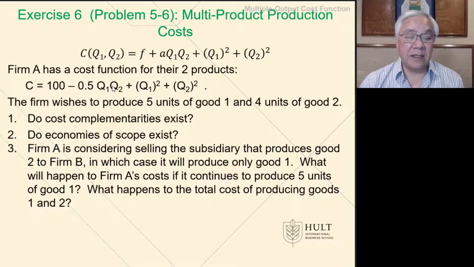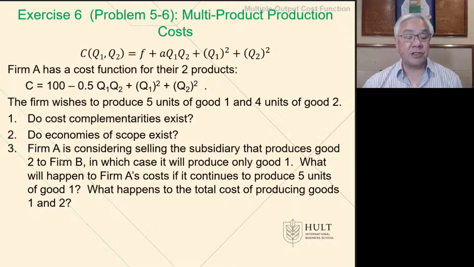Let's try this out on exercise number 6, and we'll go over to Excel in a moment. But here I just gave, by way of reference, the standard form for the two-product cost function. And here we have a specific one that we will then ask questions about. Those questions are: are there cost complementarities? And the second is, are there economies of scope?